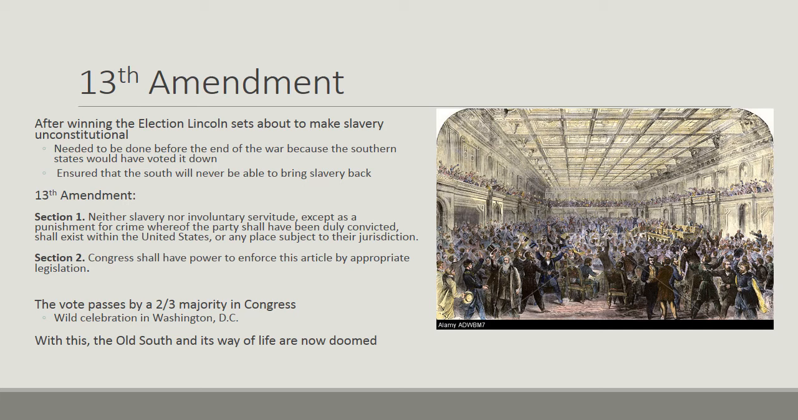So anyway, there's a lot of cajoling and a lot of behind-the-scenes politicking, but eventually the 13th Amendment does get passed by a 2/3 majority in Congress, leading to wild celebration in the streets of Washington, D.C. And what this vote meant was that the Old South, based on slavery, was done for, that it could never be reversed, and that no matter if the North won, the South would be forced to transform and to enter into the modern age and to give up slavery forever.